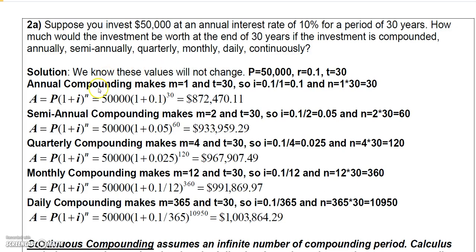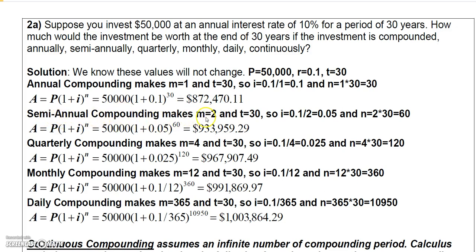So if you apply this formula, then the amount would equal the principal, which is $50,000, times 1 plus I, which is 0.1, raised to the 30th power. And you can check my calculations here, but I got $872,470.11. Now, that's not a bad return on this investment. But now let's do it with semi-annual compounding.